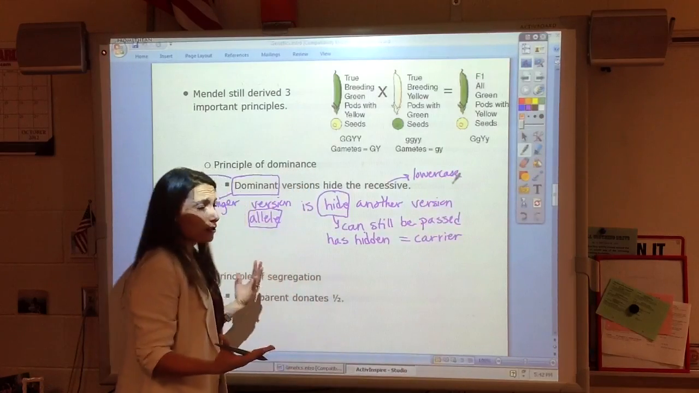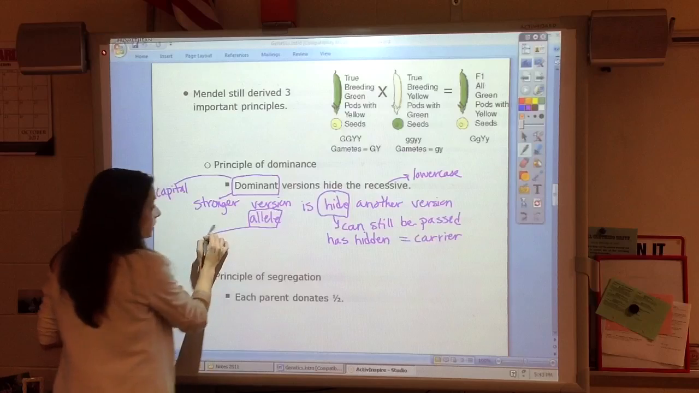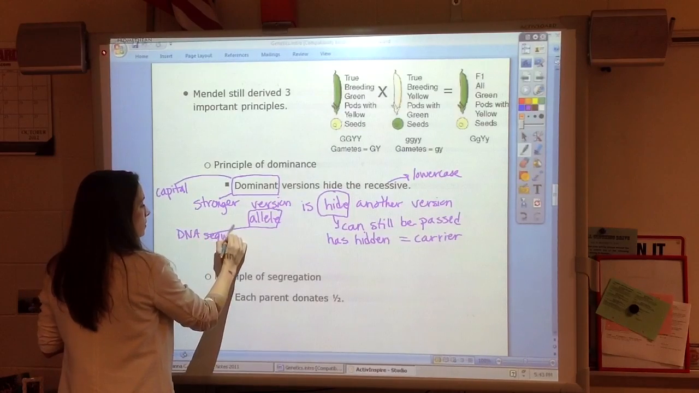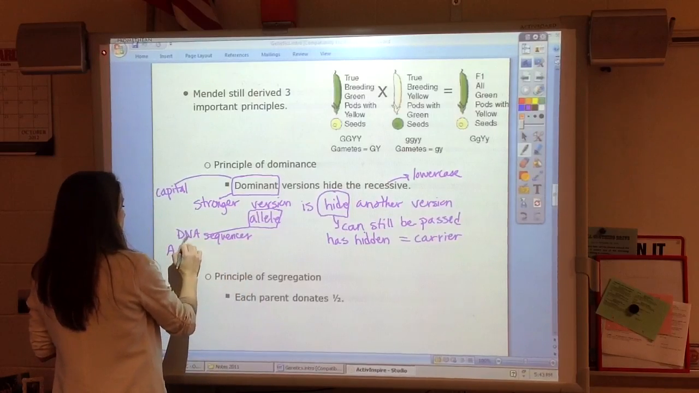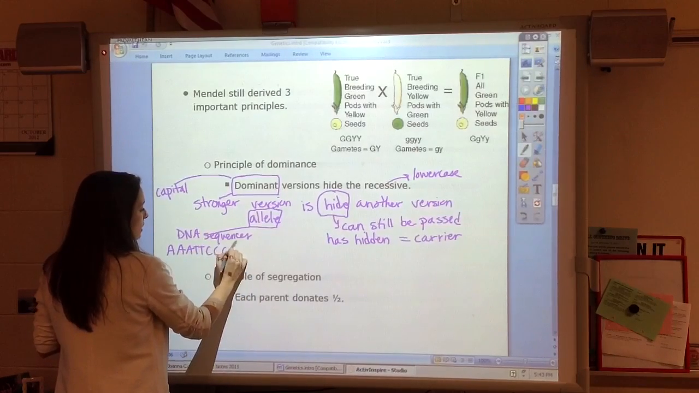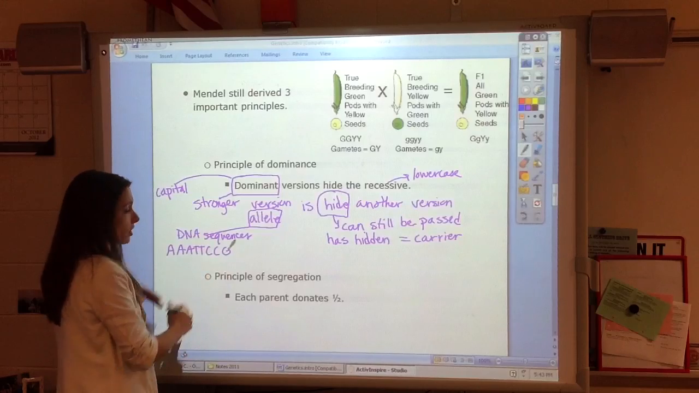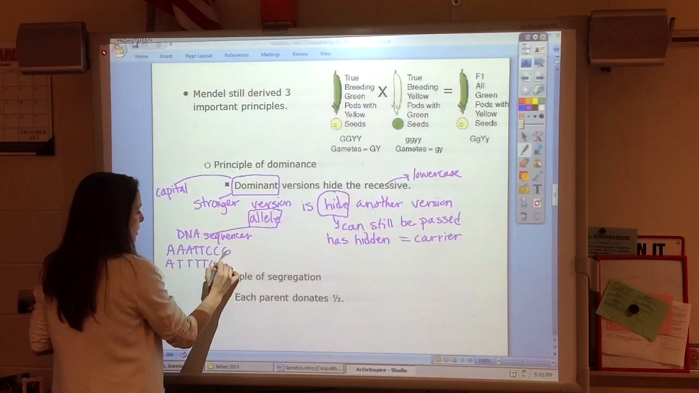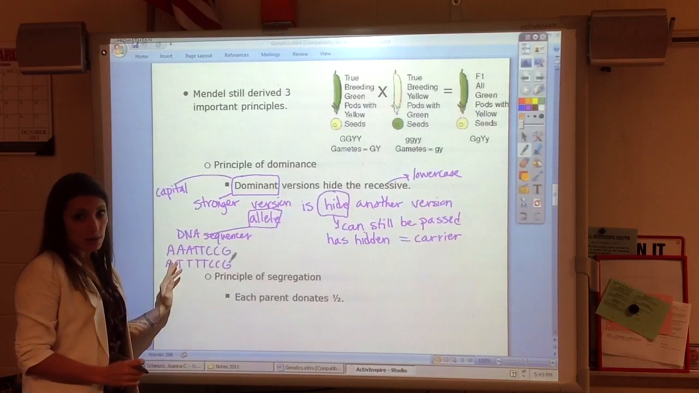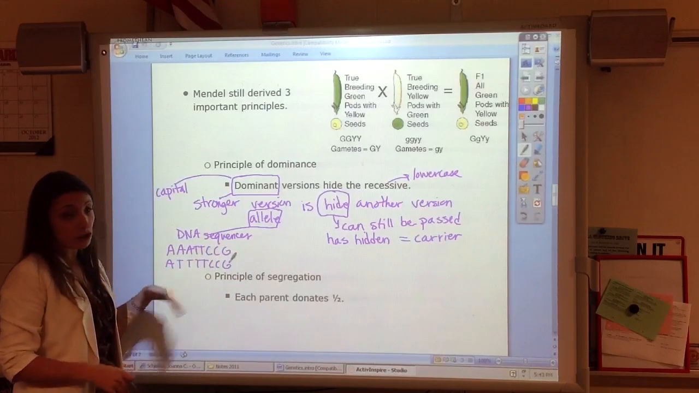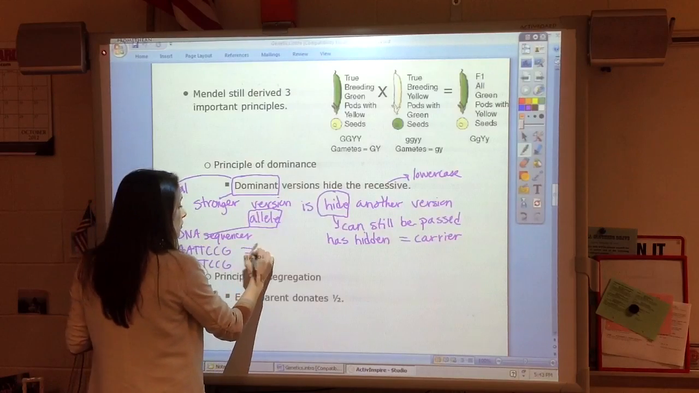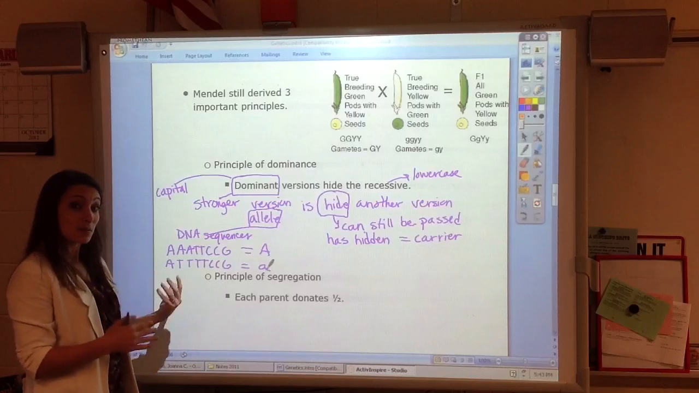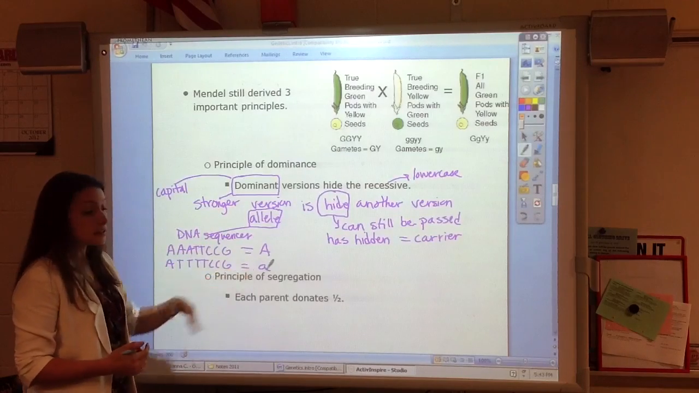What's up with these letters? Why are we using these letters? Well, remember, when we talk about alleles, we're talking about DNA sequences. Well, I don't want to write out A, T, T, T, C, C, G, whatever. You could make up whatever letters you want here. I don't want to write all of that out every time. So I'm going to abbreviate those versions with a letter. The stronger version gets a capital letter. The weaker version, the version that can be hidden if a dominant is there, gets a lowercase letter.